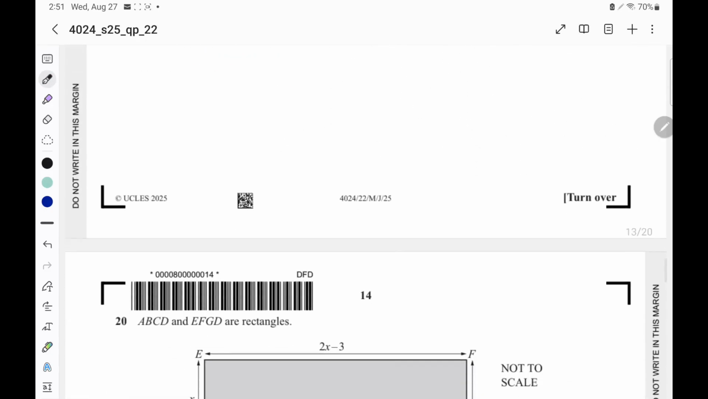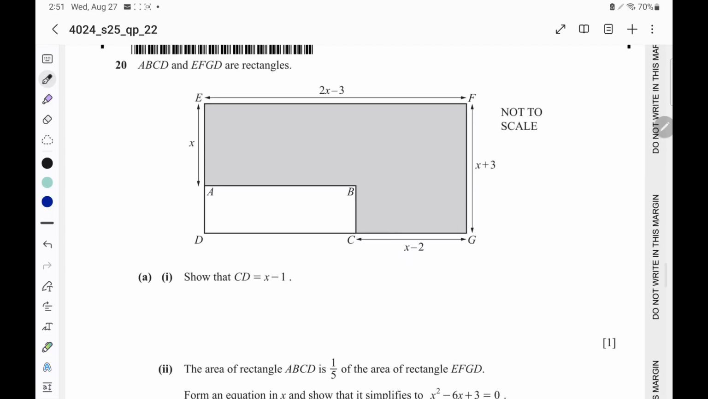Okay. All right. So this is question number 20. In question number 20, you can see the whole rectangle is there, where the sum of the portion is shaded and the unshaded portion is the rectangle ABCD. Show that CD is x minus 1. So just check what CD is. CD is this much line.